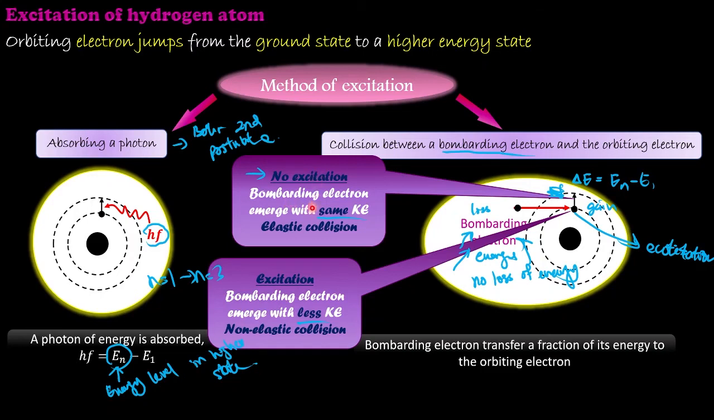Then there are two possibilities for these collisions. One is elastic collision. In an elastic collision, the kinetic energy before and after the collision is still the same, which means no excitation, because the bombarding electron doesn't lose kinetic energy. But when the electron is excited to a higher energy level, the bombarding electron will lose some of its kinetic energy, and we call this a non-elastic collision.